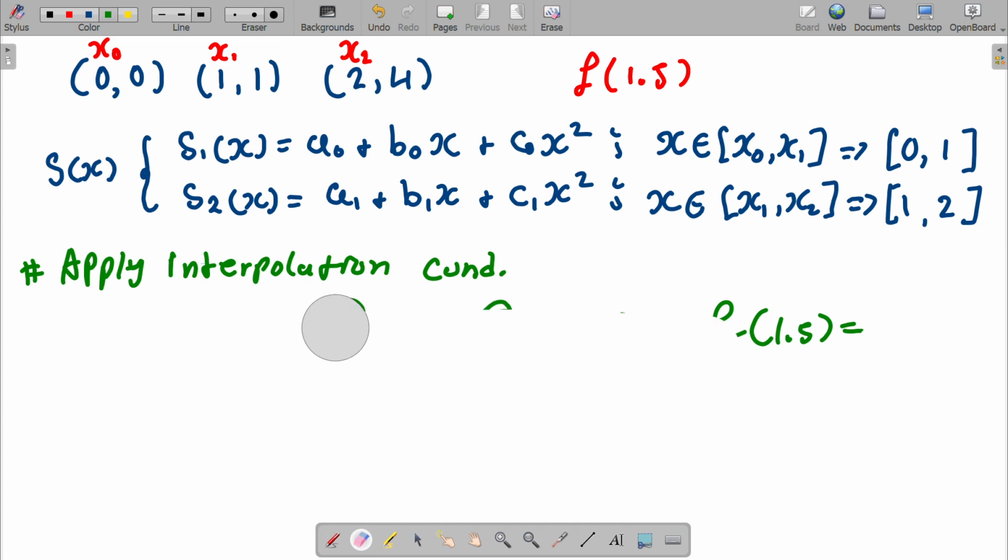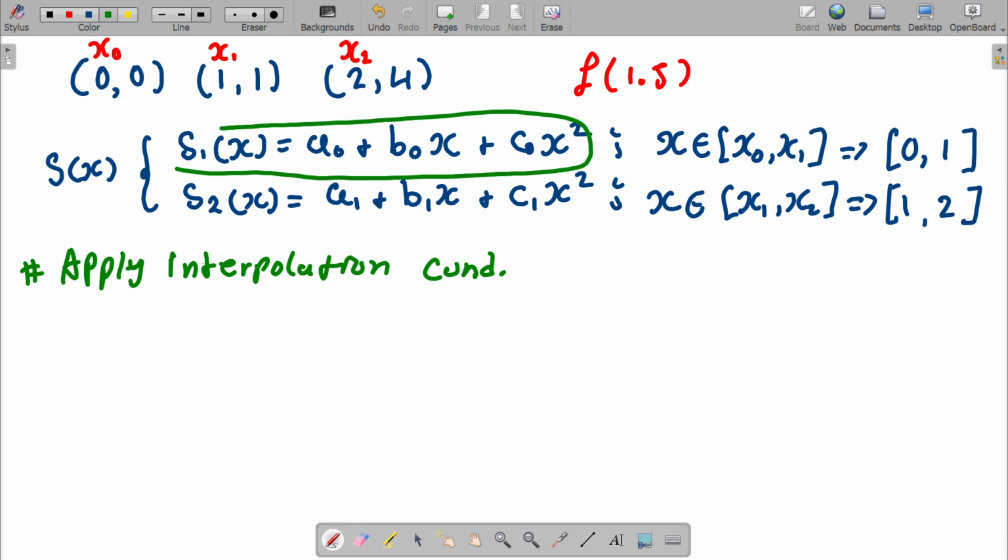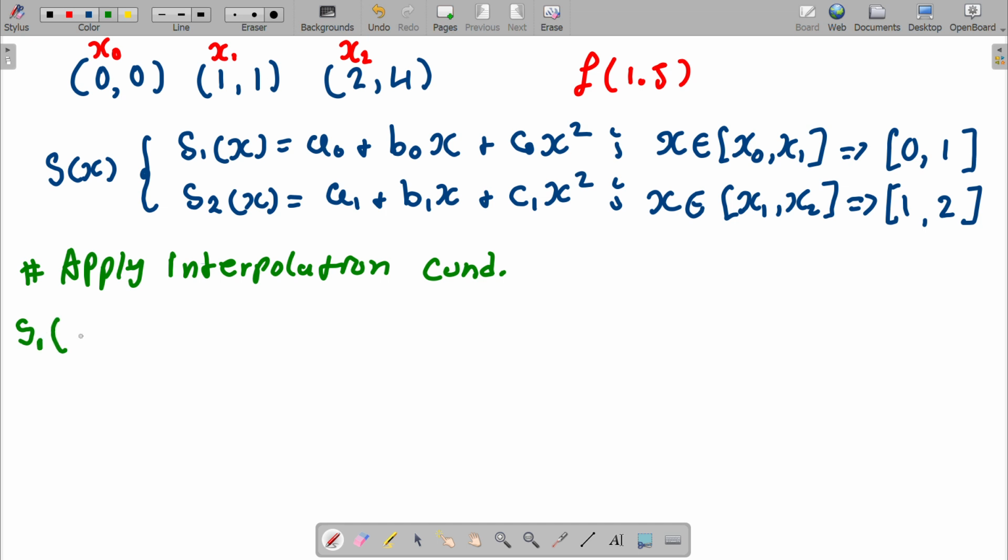So how do we go about finding these coefficients? If you focus just on this first equation, s sub 1, you're going to evaluate it at the first point, which is x naught. And our x naught is 0. So you say s sub 1 of 0 is equal to what's the result? If you say f of 0 here, what is the output? The output is also 0. So this one is also equal to 0.